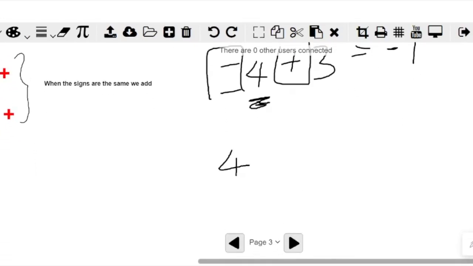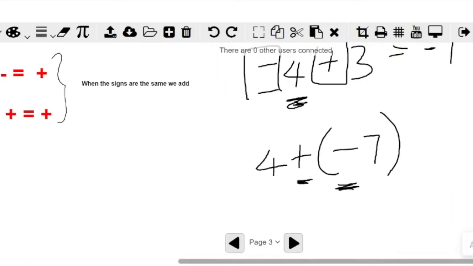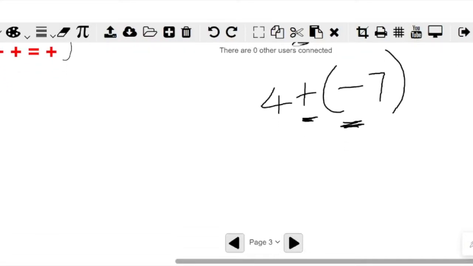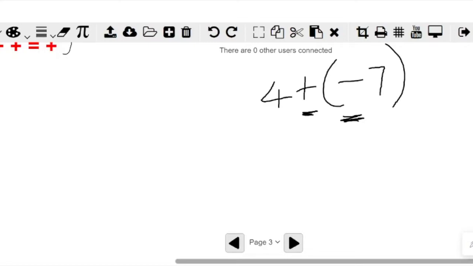We have 4 plus minus 7. We just have one step to do first. We have here a plus and a minus. Those are two separate signs, and we have to therefore change them into one sign. Instead of a positive and a negative, when the signs are different, it is a negative sign that we replace it with. So we change these two into one sign. It becomes -7. So now we have 4 minus 7.